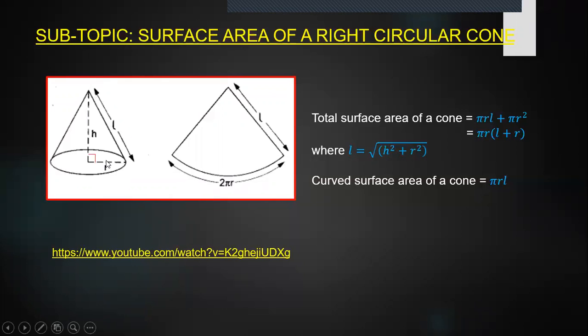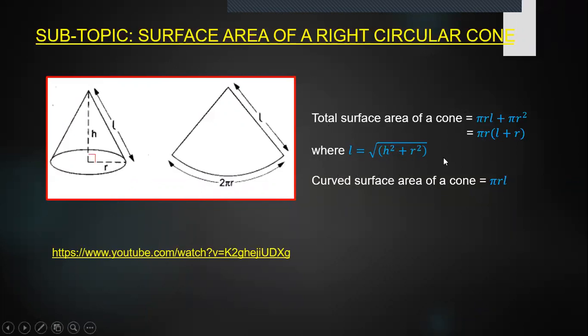Before I discuss this further, I'm going to talk about the curved surface area of a cone, which is equal to pi r L. And the total surface area of the cone is equal to pi r L plus the area of the circular base, which is equal to pi r square. Combining the two, you get the total surface area as pi r into L plus r.